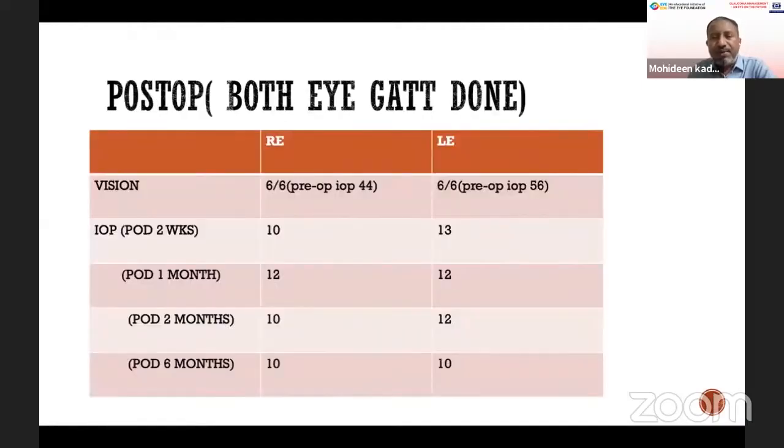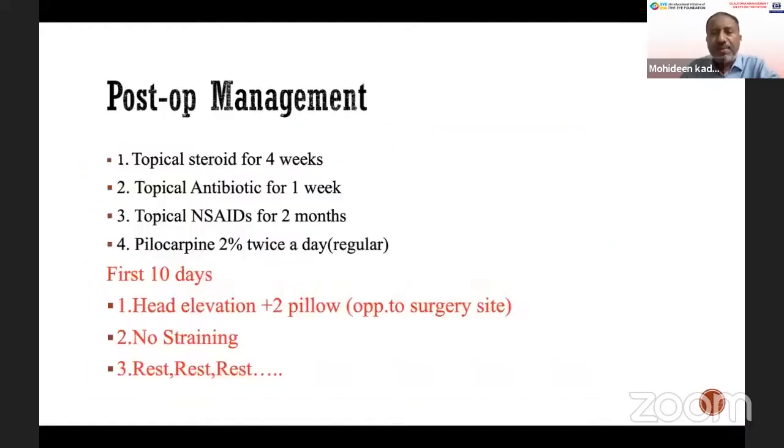So look at the pressure: a pressure of 44 comes to 10 at the 6 month, a pressure of 56 comes to 10 at the 6 month, with pilocarpine and brinzolamide. And typically I use steroids for 4 weeks, antibiotic for a week, NSAID for 2 months, and pilocarpine I use regularly twice a day, especially for ankylosing glaucoma. The first 10 days with a head elevation, take rest, no straining, 2 pillows. You have to sleep opposite the surgical side.